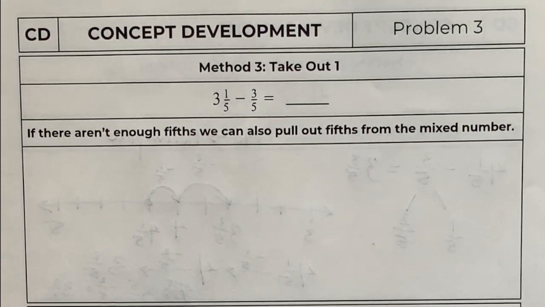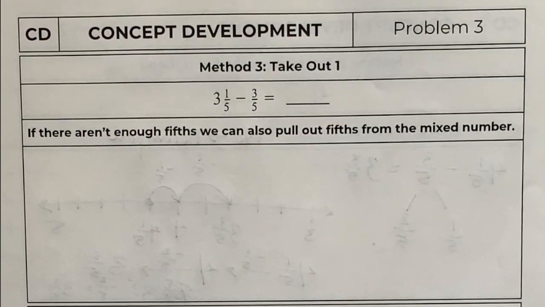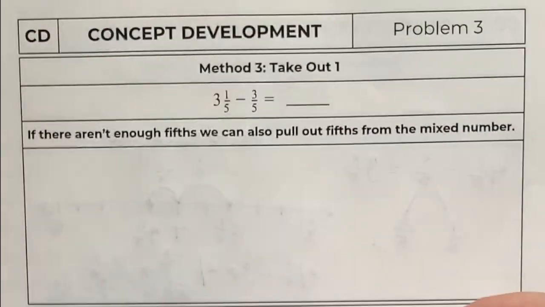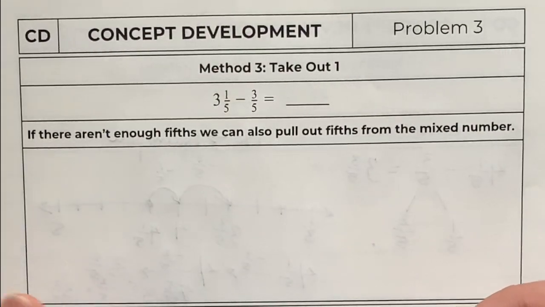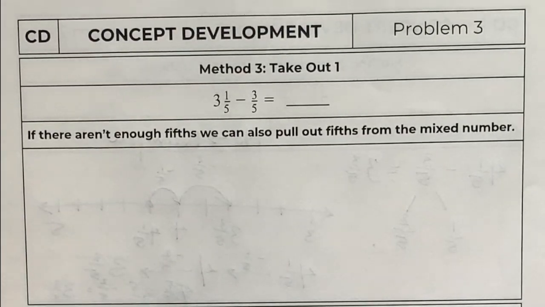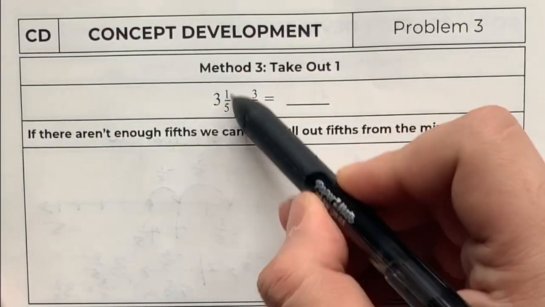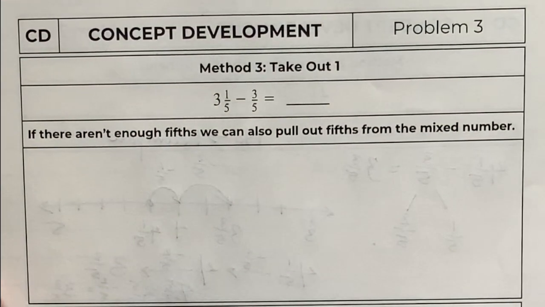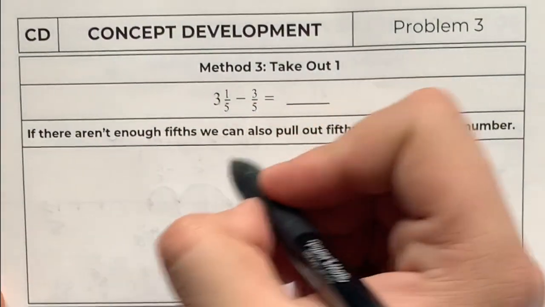Okay, now let's talk about our last method for solving a mixed number subtraction problem. So if there aren't enough fifths, we can also pull out fifths from the mixed number. So before we were pulling out fractions from the subtrahend, now we're going to pull out numbers from the minuend, the mixed number. How this looks is I start by rewriting the problem.